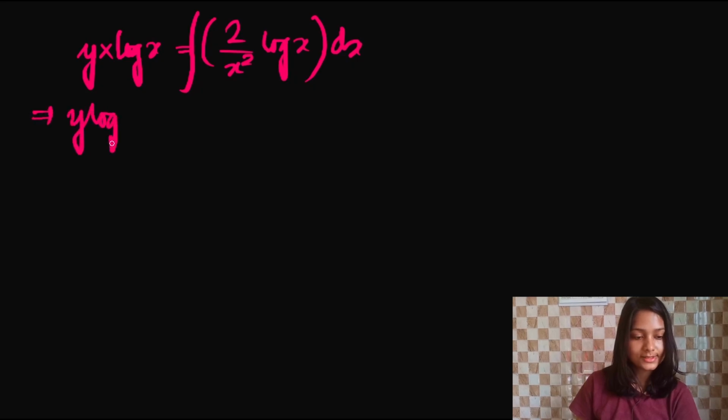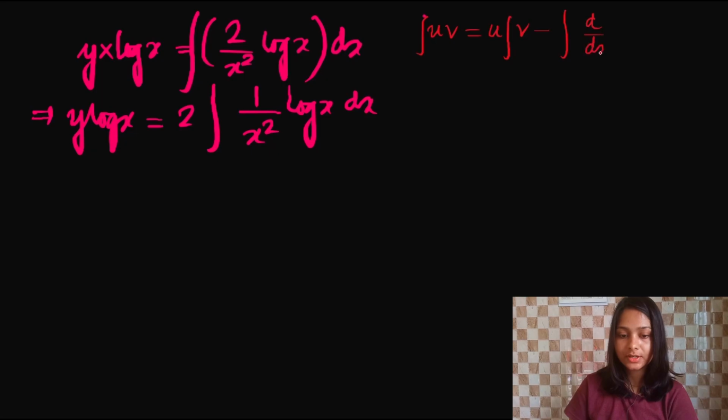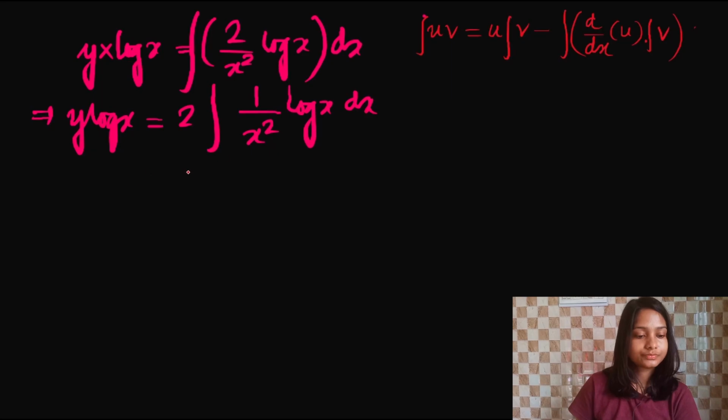So y log x. Okay, so now integration of two functions. So we need to use the formula. What will be the formula? It will be like this: integration of uv equals u times integration of v minus integration of the derivative of u times integration of v, and there will be the whole integration. As we do not know the integration of log x, we will use it in the derivative.